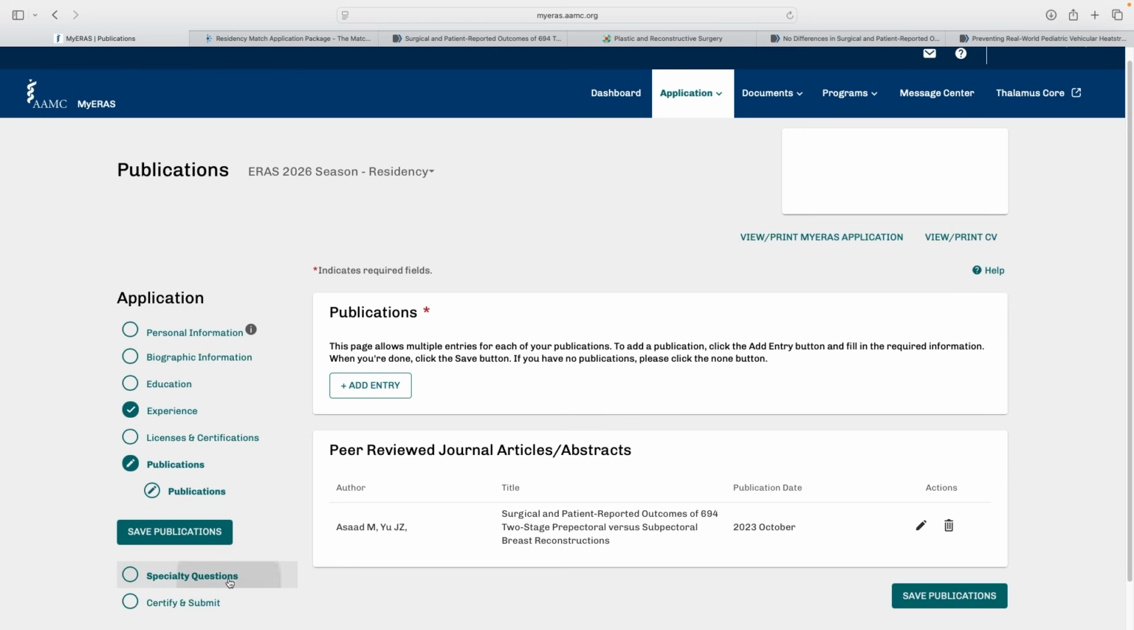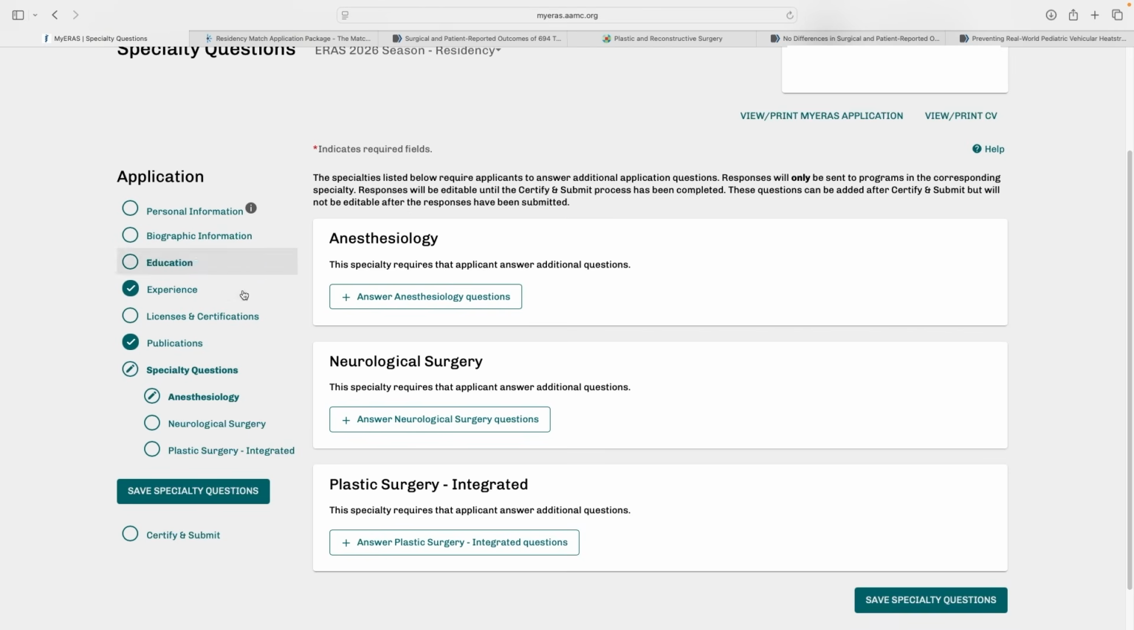Now let's go to the specialty questions. This is a new section in ERAS that got added this year, and they tell you here that these responses will only be sent to the programs in the corresponding specialty. So if you're applying to these specialties, answer these questions.